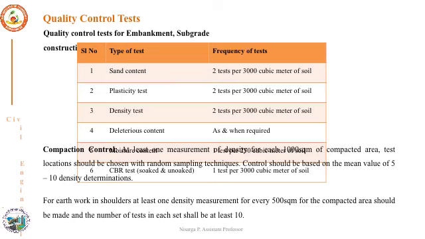And compaction has to be tested at frequent intervals. At least one measurement of compaction test has to be done for every 1000 square meters of compacted area. The test location must be chosen based upon random sampling. The control should be based upon the mean value of 5 to 10 density determinations. For earthwork in shoulders, at least one density measurement has to be done for every 500 square meters of compacted area. The number of tests in each set shall be at least 10.